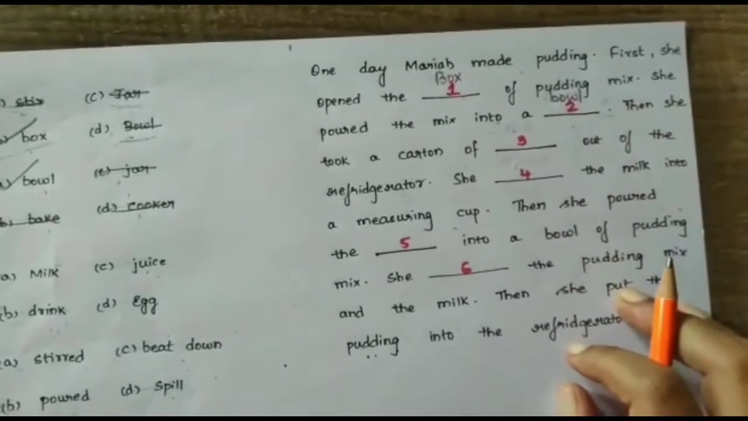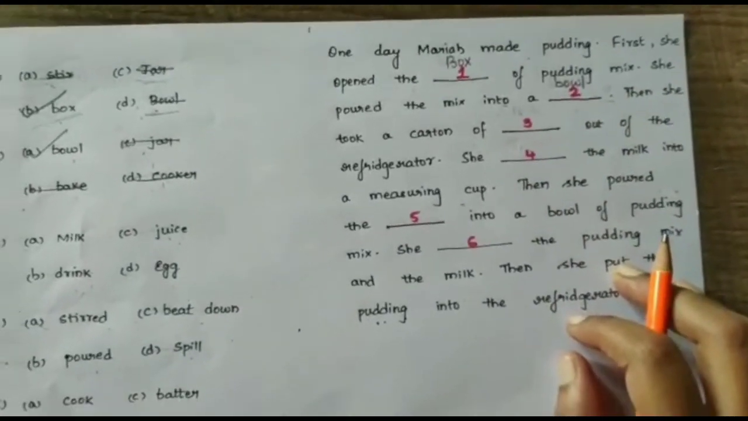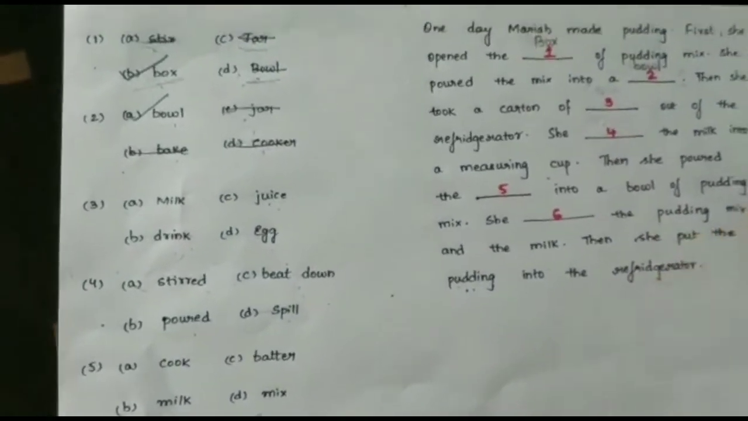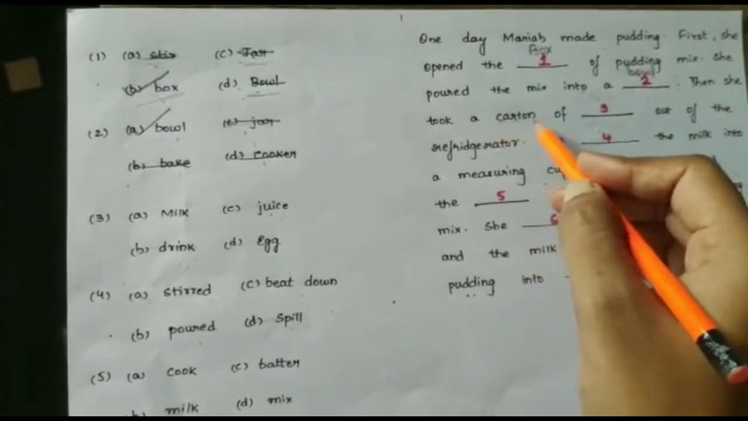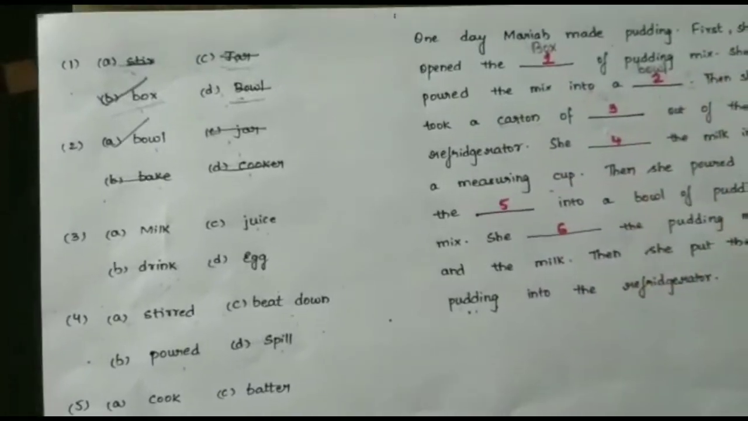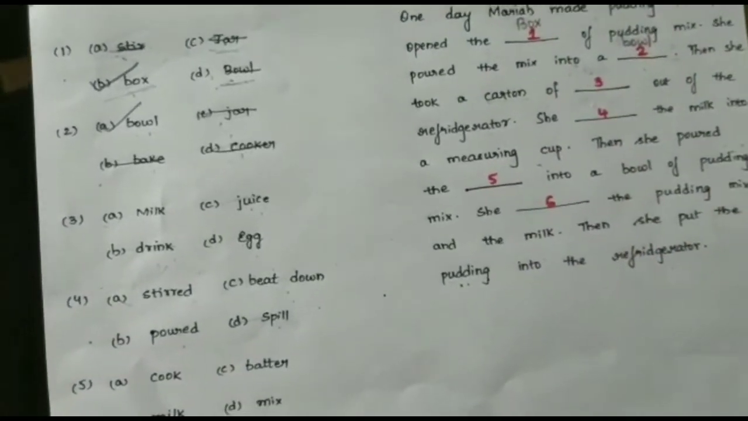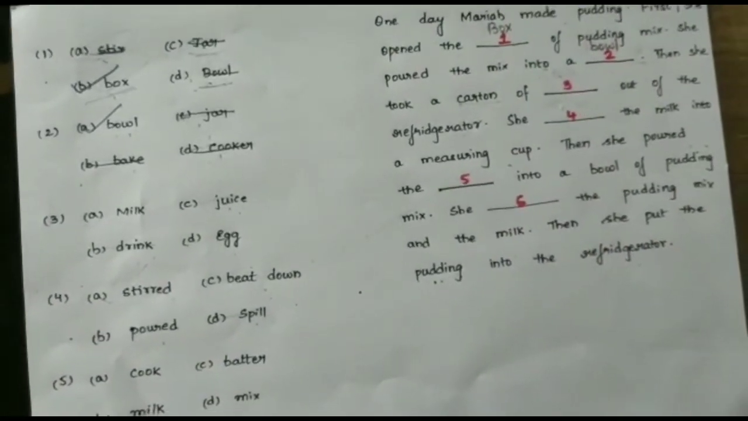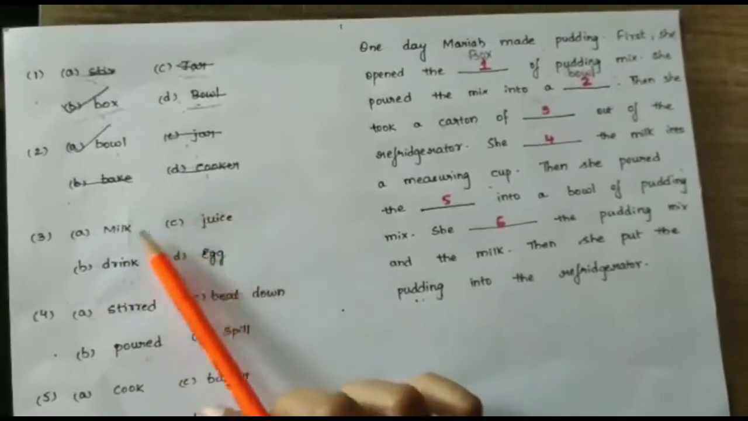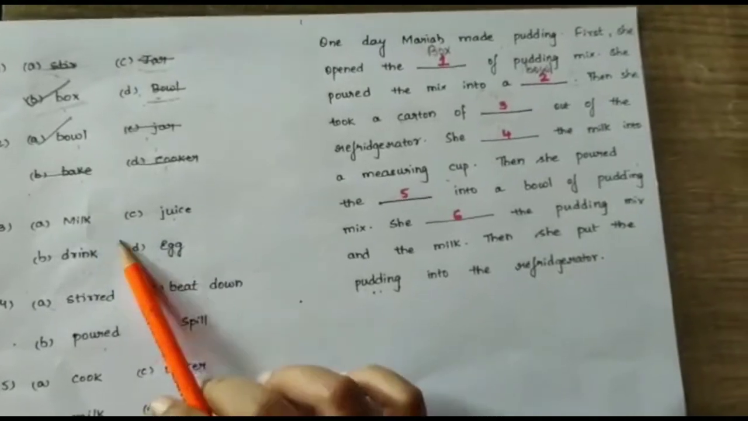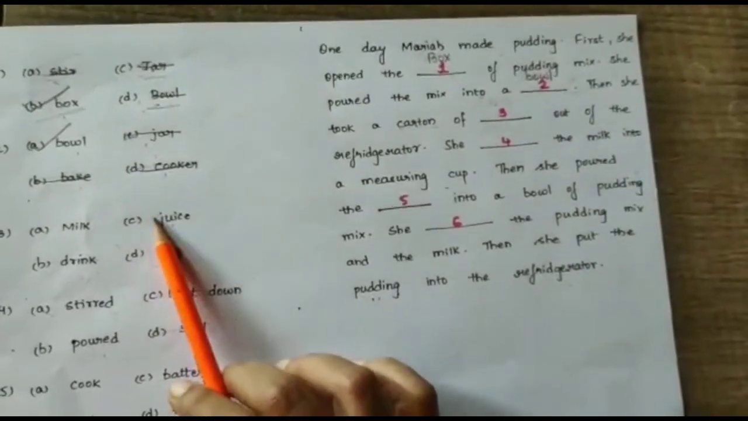Okay. Then she took a carton of dash out of the refrigerator. Carton here can be a packet or it can be a box. It can be anything which is used for storage in the refrigerator. So the options here are milk, drink, juice and egg. All these can be stored in our refrigerators. But we need to find the suitable blank.